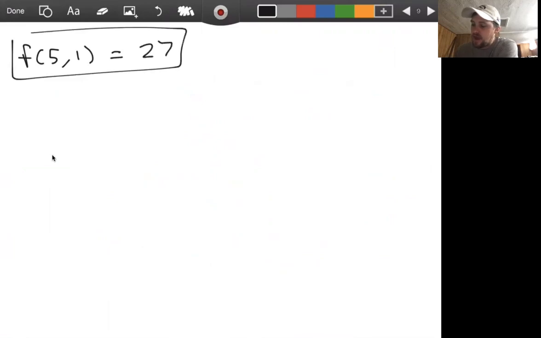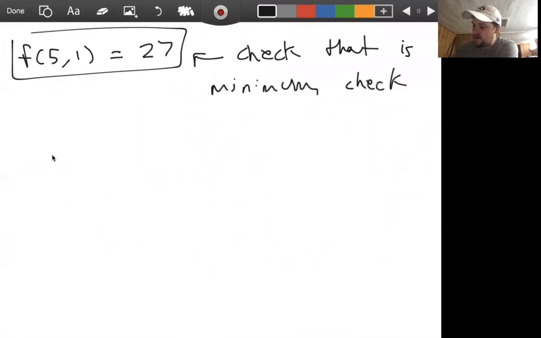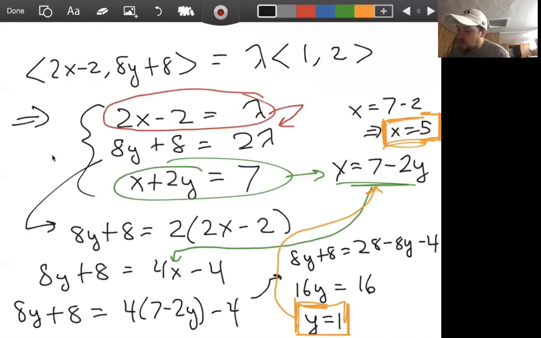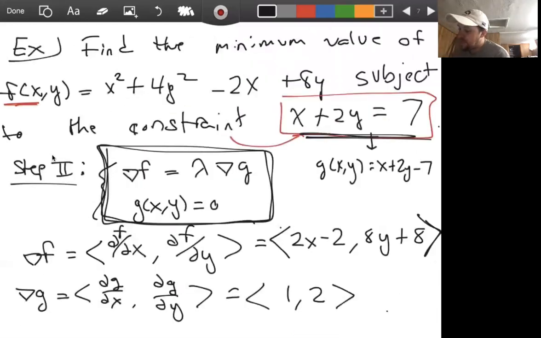And to check that this is the minimum, check other values, right? So I won't go through it, but basically what you can do is pick anything that solves x plus 2y equals 7. Just pick x and y values that solve x plus 2y equals 7. Like I see x equals 1 and y equals 3 is also a solution to this, right?